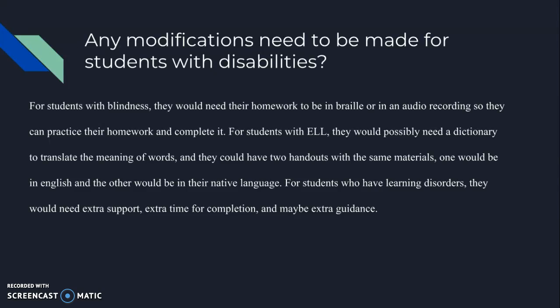Are there any modifications that need to be made for students with disabilities? For students with blindness, they would need their homework to be in Braille or in an audio recording so they can listen to the questions and then practice their homework and complete it. For students with ELL, they would possibly need a dictionary to translate the meaning of words, and they could have two handouts with the same materials. One would be in English and the other would be in their native language. For students who have learning disorders, they would need extra support, extra time for completion, and maybe extra guidance.